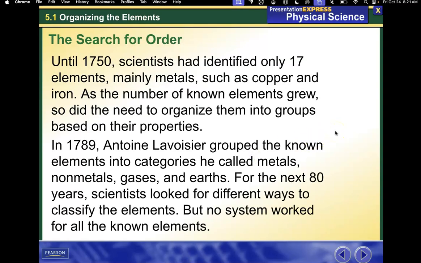The search for order. Until 1750, scientists had identified only 17 elements, mainly metals such as copper and iron. As the number of known elements grew, so did the need to organize them into groups based on their properties. In 1789, Antoine Lavoisier grouped the known elements into categories he called metals, nonmetals, gases, and earths. For the next 80 years, scientists looked for different ways to classify the elements, but no system worked for all the known elements.